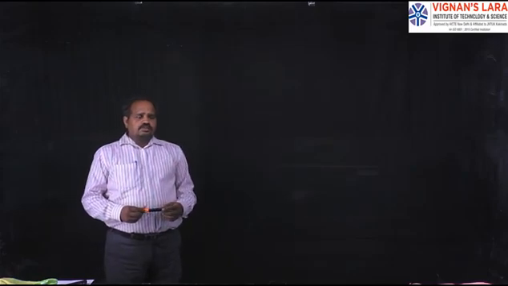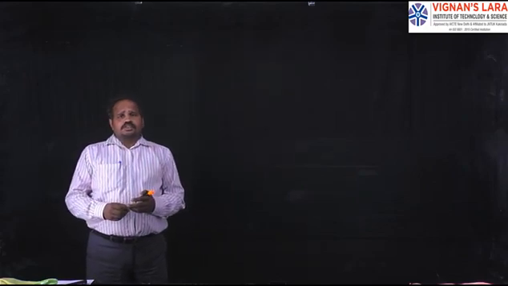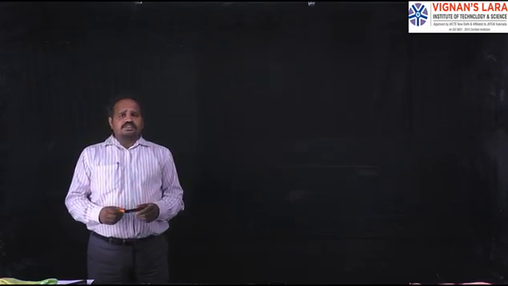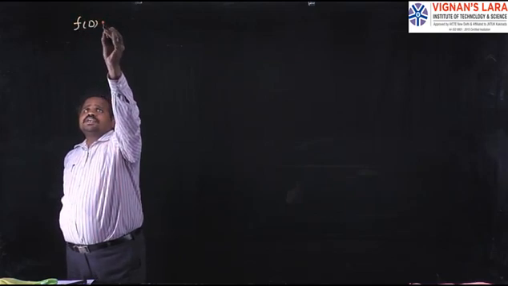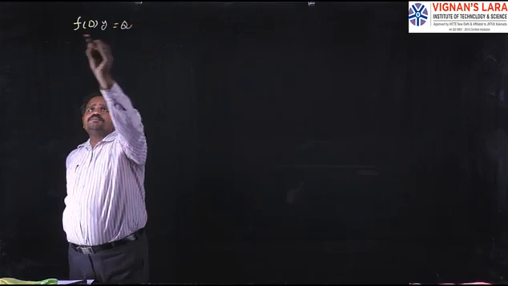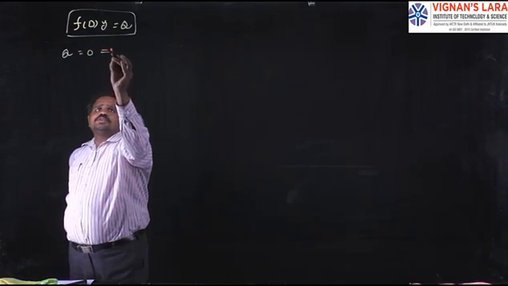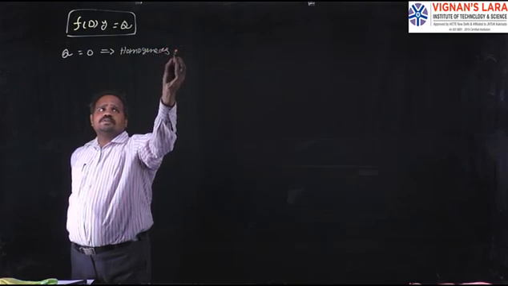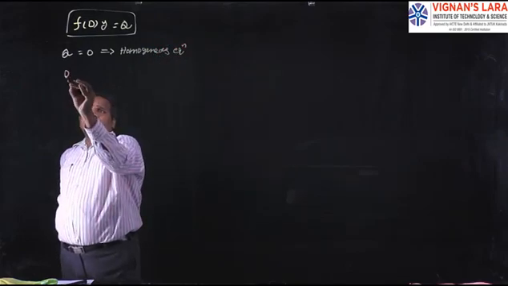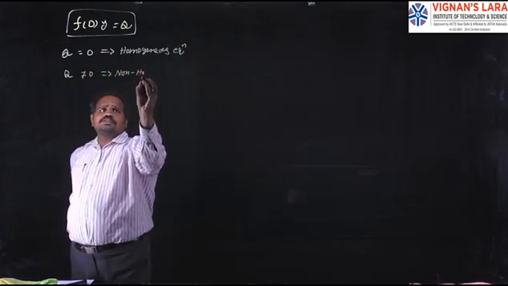In the last session we completed the solutions of second order and higher order differential equations. A second or higher order differential equation is of the form f of D into y is equal to Q. If Q is equal to 0, this becomes a homogeneous equation. If Q is not equal to 0, then this is a non-homogeneous equation.